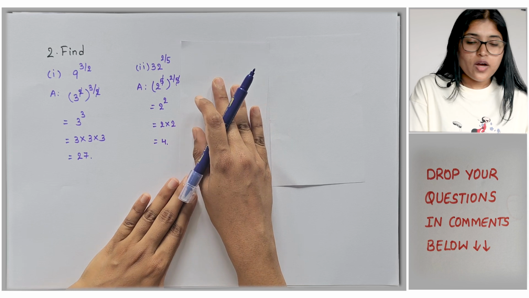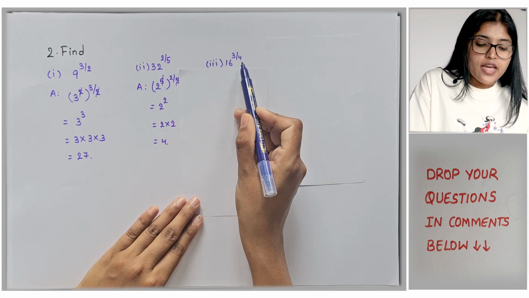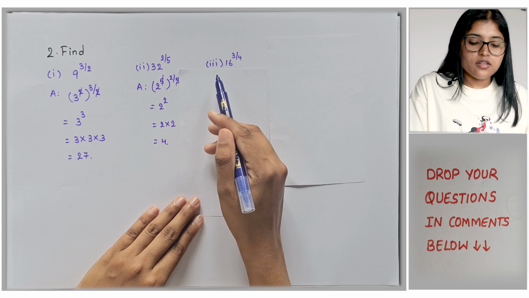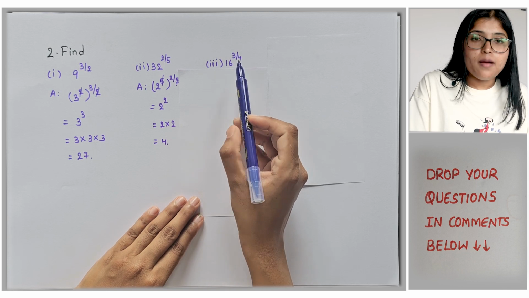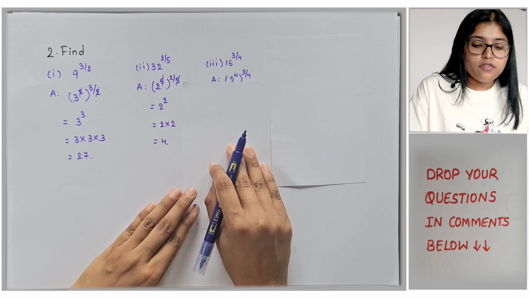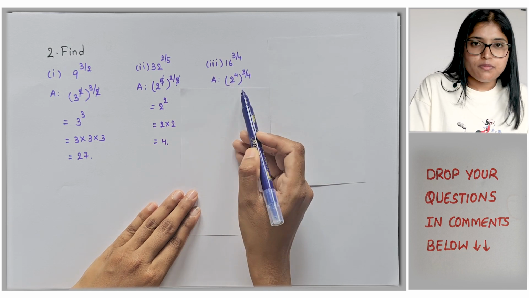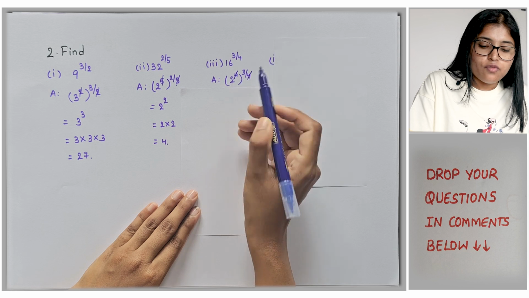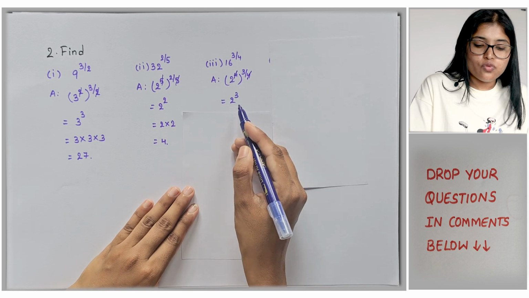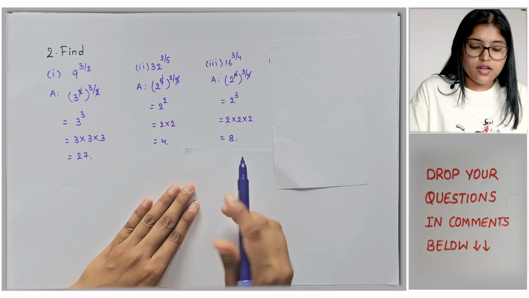The third one is 16 power 3 by 4. So we have 4 in the denominator here. So it's better to think of a number that has a power 4 equal to 16. Now 2 power 4 is equal to 16. So 2 power 4 whole power 3 by 4. I can just cancel 4 and 4. I'll be left with 2 cube, which is 2 into 2 into 2. 2 2s are 4, 4 2s are 8.